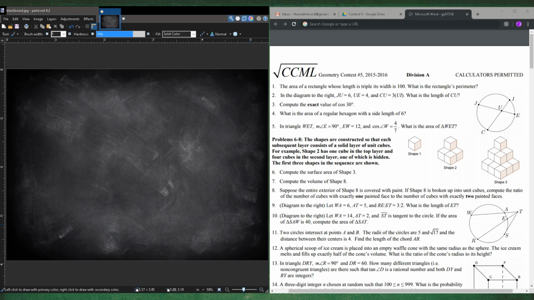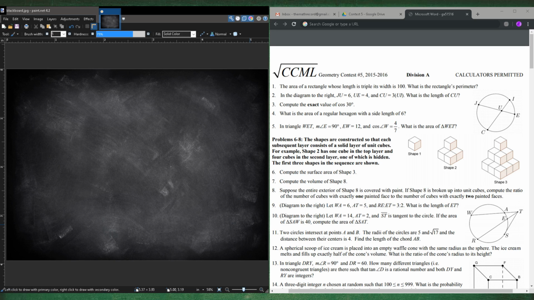Okay. Problems 6 to 8. The shapes are constructed so that each subsequent layer consists of a solid layer of unit cubes. For example, shape 2 has 1 cube in the top and 4 cubes in the second layer. One of it was just hidden, which is in the back. And the first 3 steps in the sequence are shown. So you see it, you have a 1 by 1, and then a 1 and a 2 by 2, and then a 1, a 2 by 2, and a 3 by 3, basically.